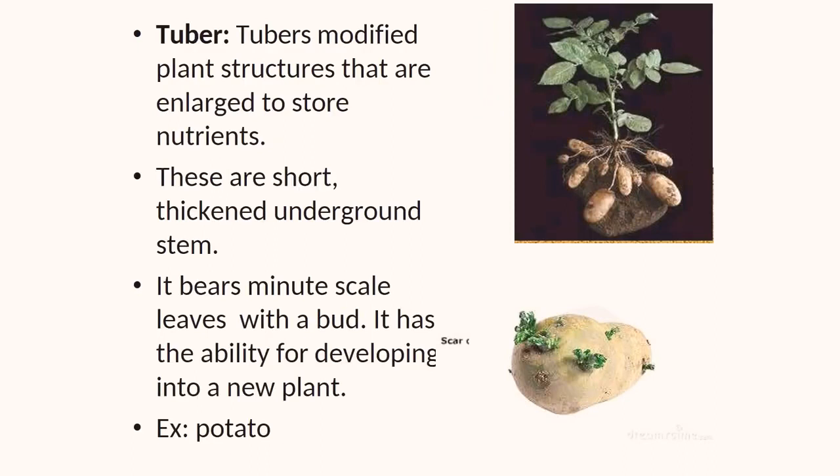Tuber. The tuber may be the modification of either a stem or a root. It is an underground storage organ. Tubers are modified plant structures that are enlarged to store nutrients. These are short, thickened underground stems. It bears minute scale leaves with a bud. It has the ability to develop into a new plant.